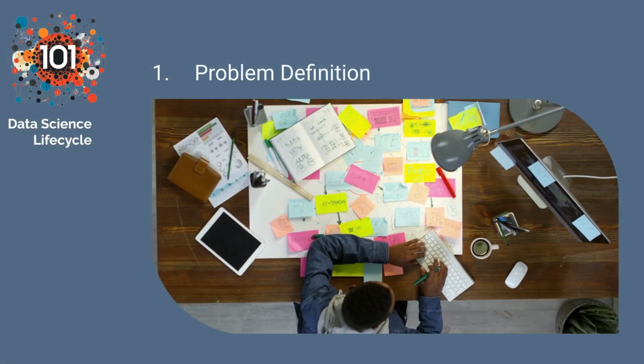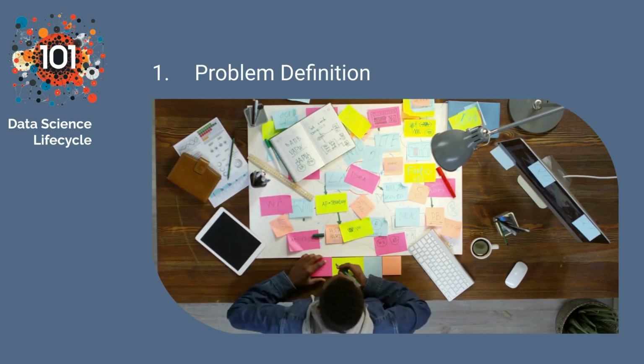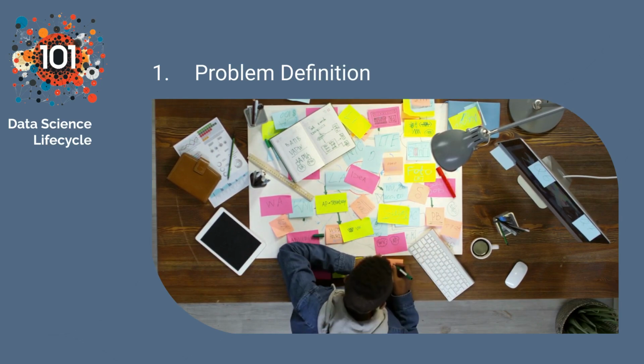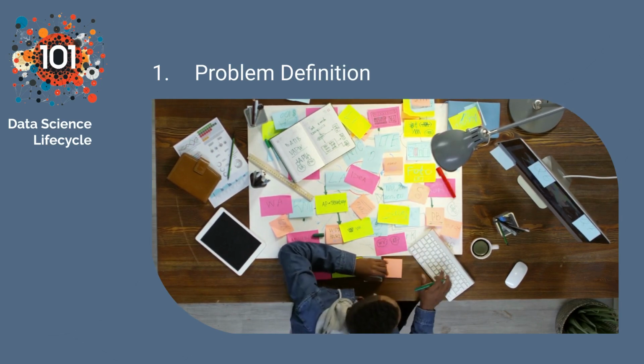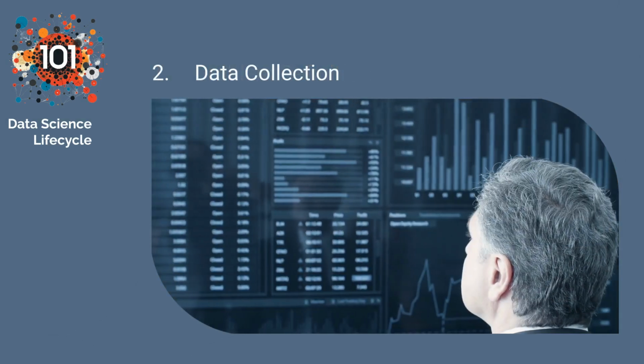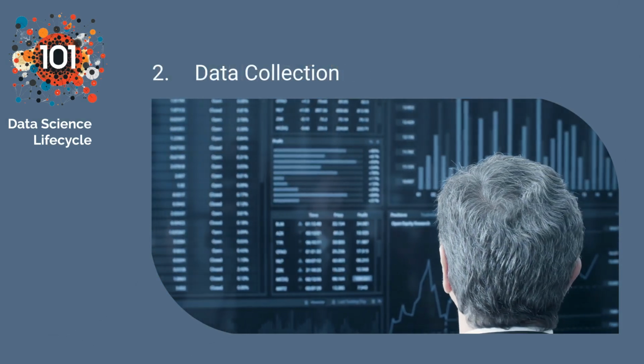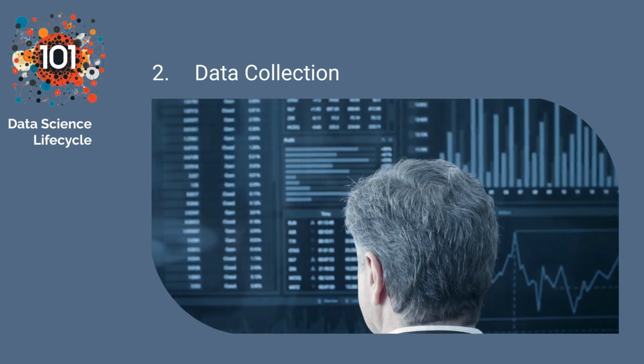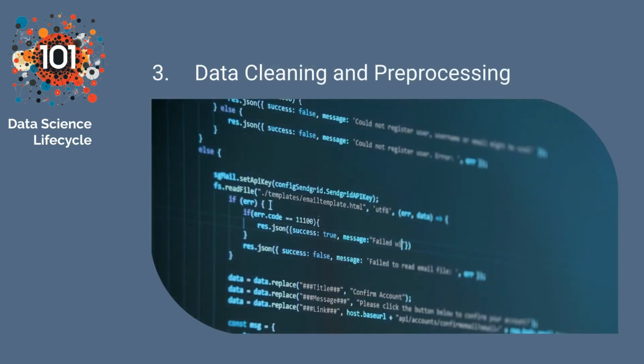In data science, the process begins with problem definition, where the first step is to identify and clearly define the problem that needs to be solved. Once the problem is well understood, the next phase is data collection, where the relevant data required to address the problem is gathered. Following this, the data undergoes cleaning and pre-processing to ensure it's ready for analysis. This involves handling any missing values, outliers, and other inconsistencies that might distort the results.